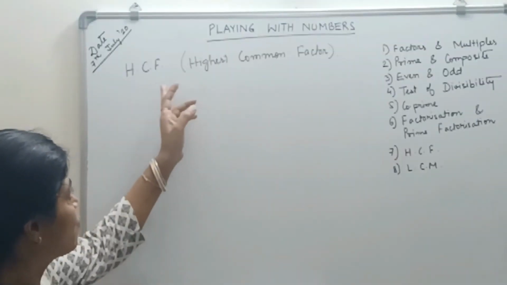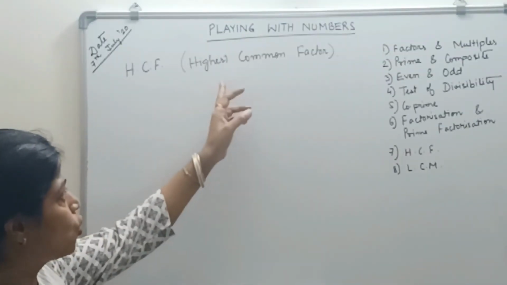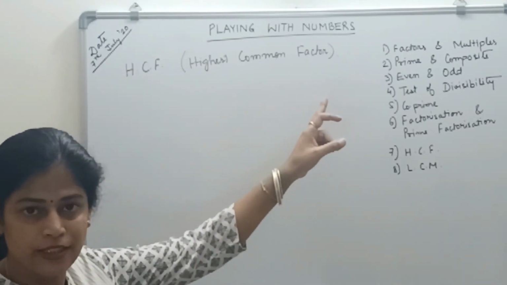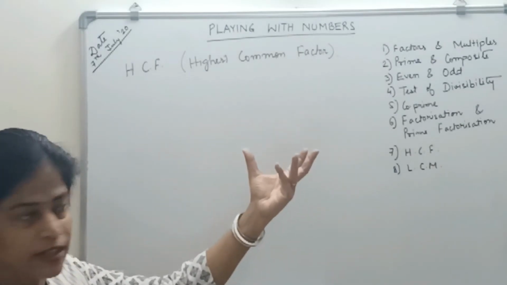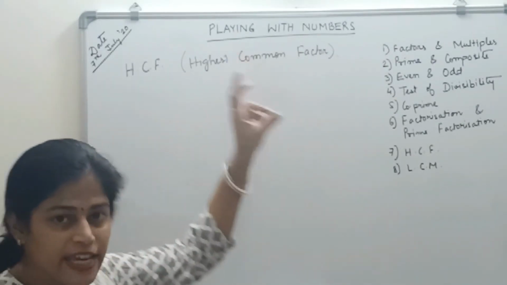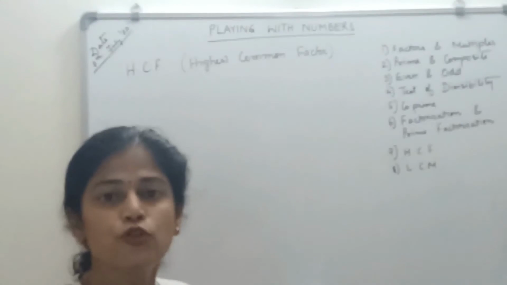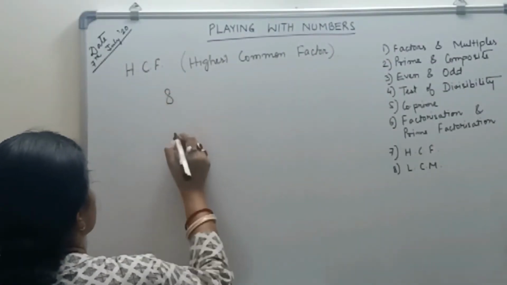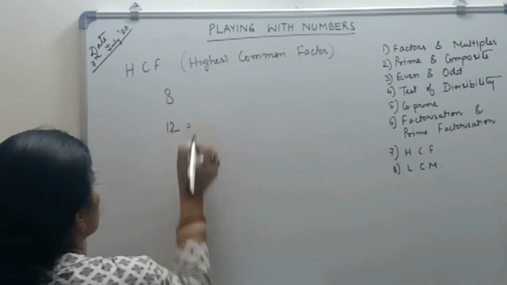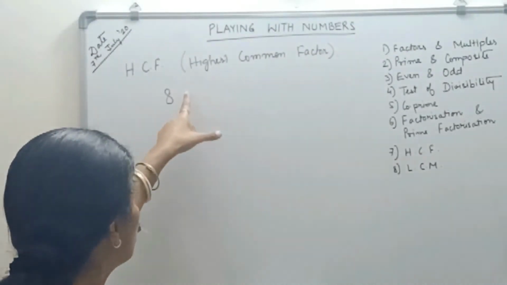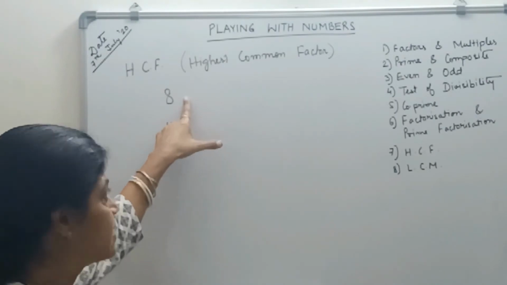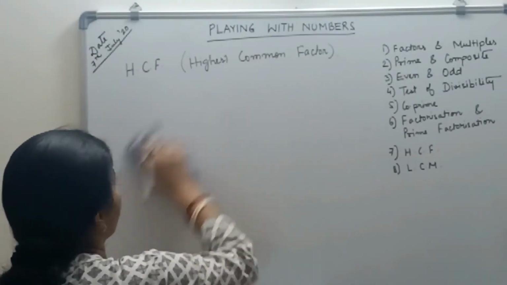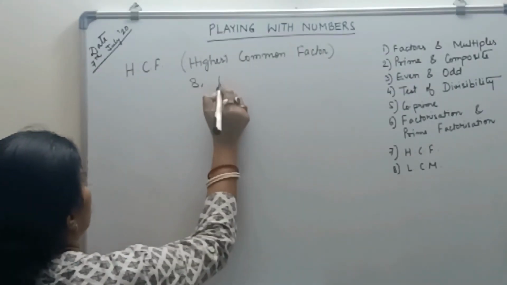Now highest common factor. What is this? H.C.F is called highest common factor. We all know what factors are: an exact divisor of that number. And I need the highest common factor between two or more numbers. Suppose I take two numbers, one number is 8 and the other is 12. So here I need to find the factors of 8. What are the factors of 8? Factors of 8 are... 8 and 12.